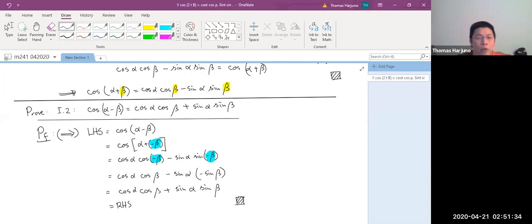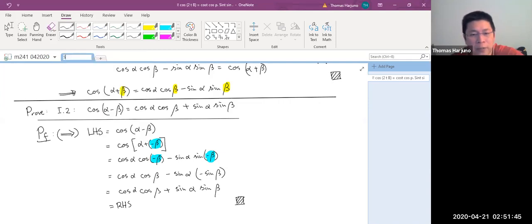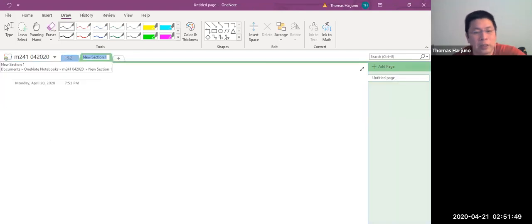Okay, I'm about to prove 1, 3, and on, but before that, let's do some exercise first. How do we use these? Let me rename this first. This is 5.2, and these are examples.